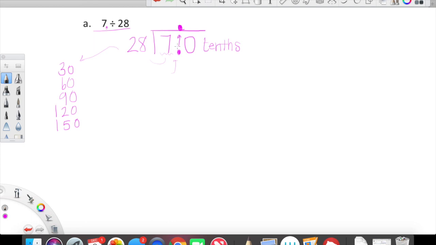So what we're trying to do is squeeze as many 28s into 70 as possible. And I'm thinking that 1, 2 is going to be a good place to start. So we have our line of learning. Let's look at 28 times 2. 8 times 2 is 16, 2 times 2 is 4, plus 1 is 5.